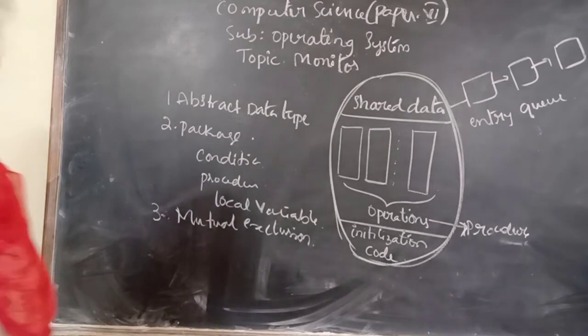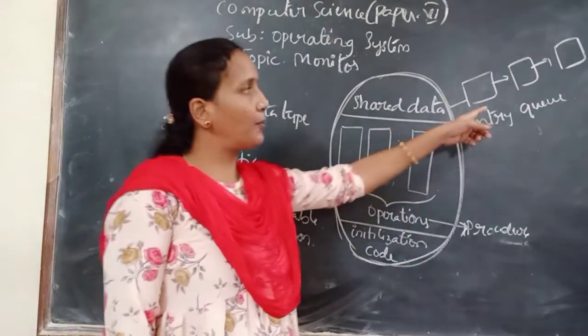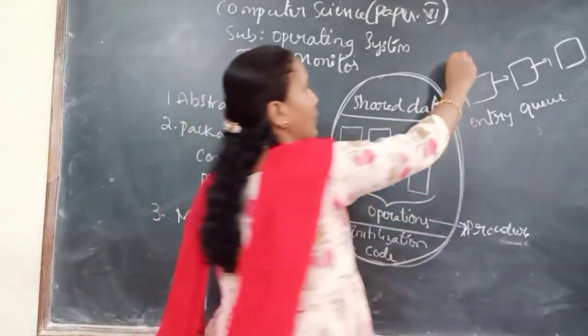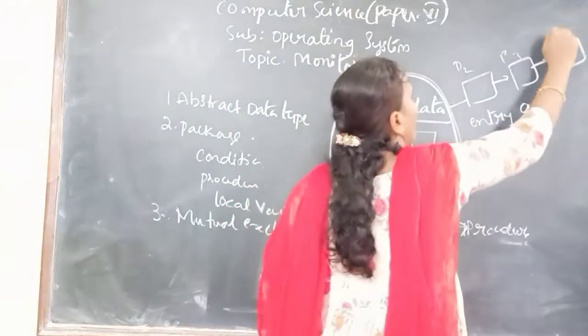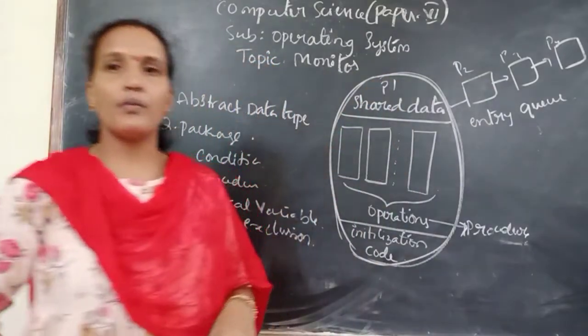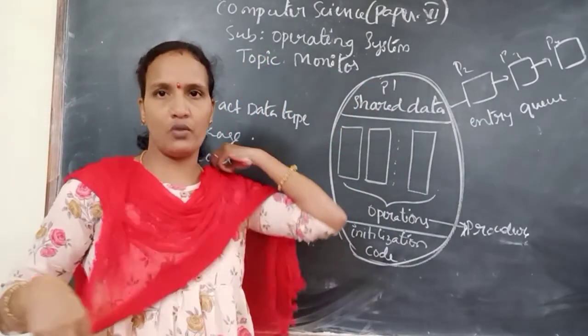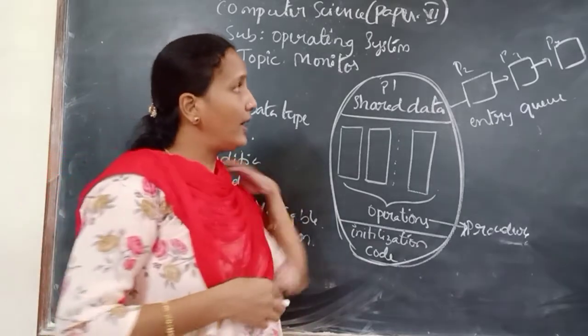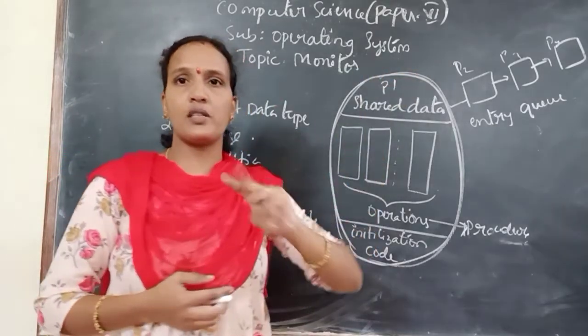Okay, understood? So here, for example, there are process 2, process 3 and process 4. Already P1 is running inside the monitor. How many processes are there inside the monitor? Only one process is inside the monitor, and P2, P3, P4, three processes, are waiting for the monitor.